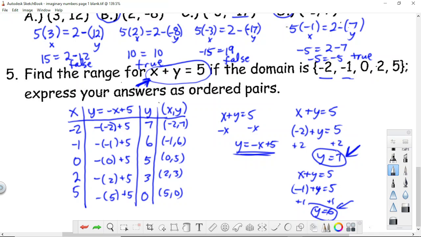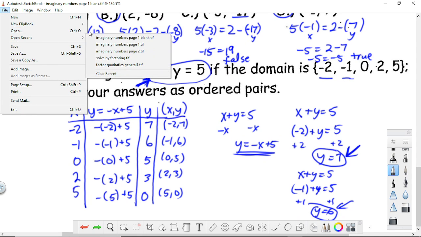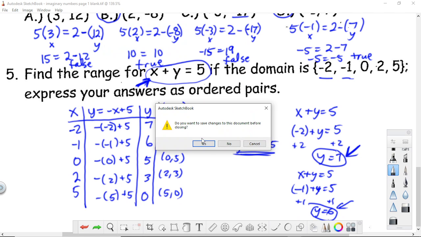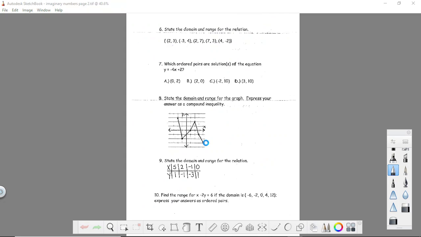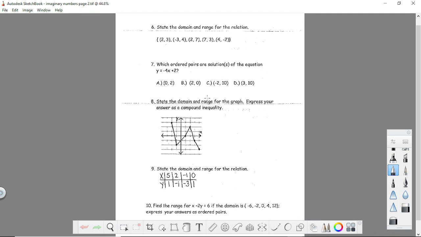Okay, so I've got another page of examples to look at, which is page 2. We'll go ahead and save this in case I want to go back to it. Oh, maybe I'd already saved it. Okay, good enough. So let's look at this.